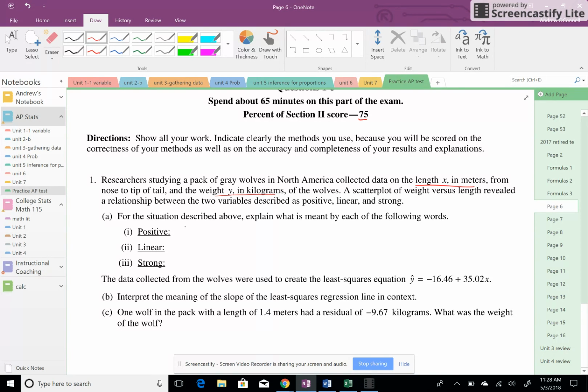Positive, hopefully you said something like as length increases, so does weight. I saw some student responses also include an example, something like what it might look like. It's positive. As one increases, so does the other. I wouldn't just show an example, but if you want to use the example to add some strength to your written work, that's fine.